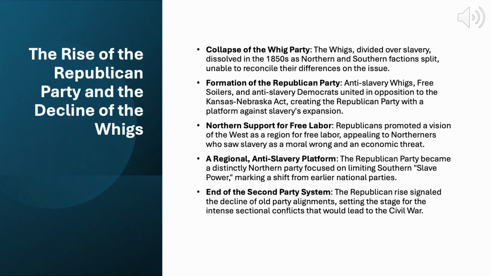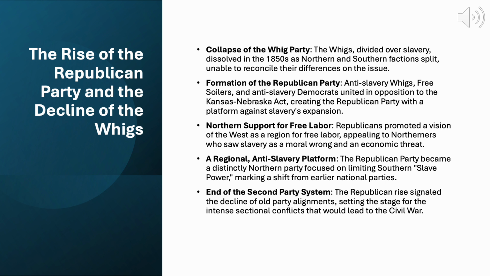Many Northern Whigs who were opposed to the expansion of slavery found themselves alienated from their party, while Southern Whigs increasingly aligned with pro-slavery Democrats. This internal division proved fatal for the Whig Party, which dissolved in the mid-1850s, unable to offer a unified stance on the most pressing issue of the day.